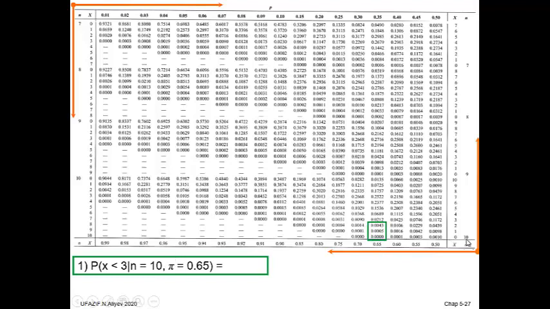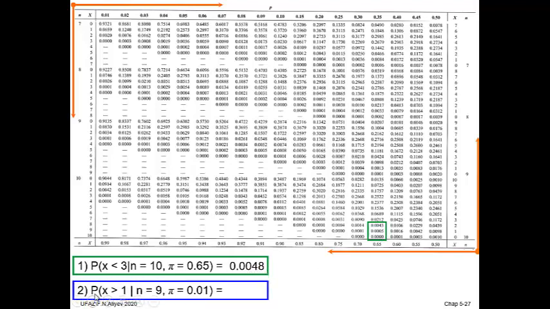and n = 10. X less than 3 means that the value of x can be 0, 1, and 2. So you should add these three numbers, 0, 1, 2. If you add them, it will equal 0.0048.